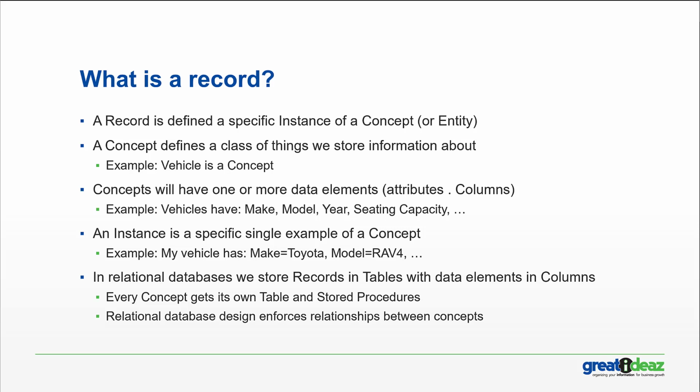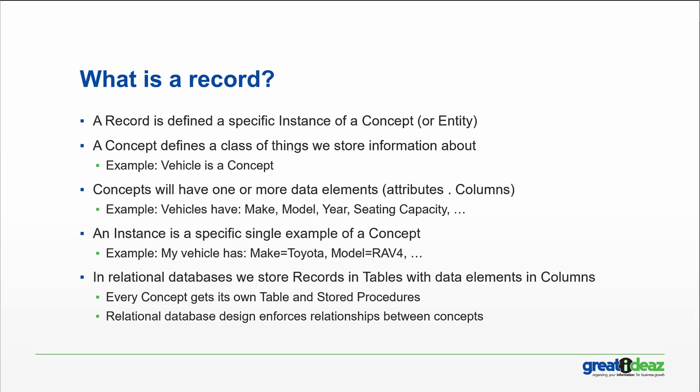So all of the different elements of data that we want to store about concepts are sometimes called attributes, sometimes columns. Now, an instance becomes a very specific example of a concept. So if I was creating a record for my vehicle, this instance record would have the attribute make equals Toyota, model equals RAV4, and so on. So an instance is a very specific single example of a concept.